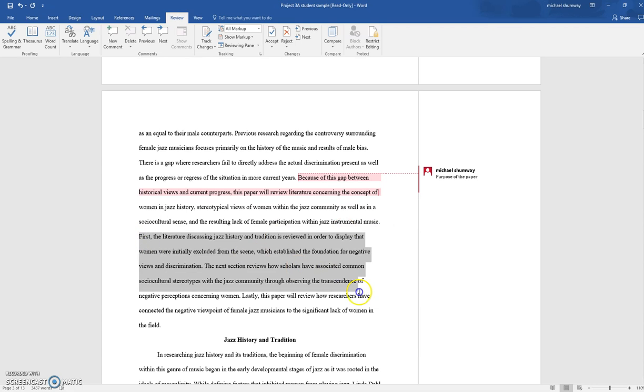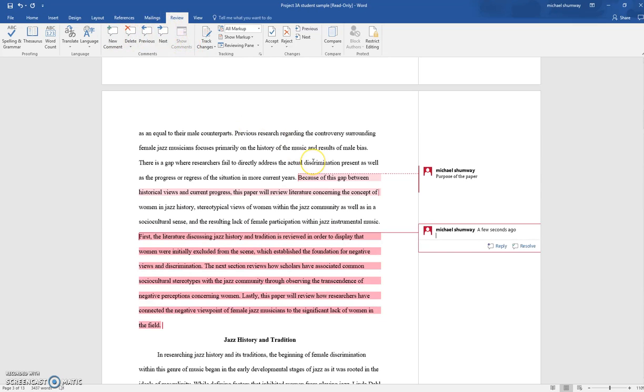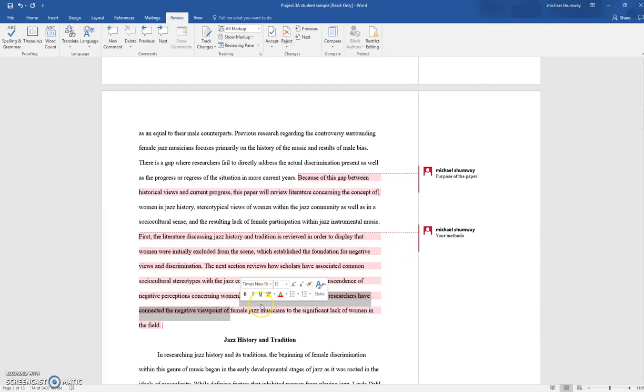So then we have down here your methods for achieving this goal. So your purpose is to review literature. Your methods are to do this first, this second, this third, or however you want to organize it. So you might say, my purpose here is to review literature related to this problem. In order to do this, I'm going to first look at literature talking about this, then I'm going to look at literature talking about this, then I'm going to look at literature talking about this.